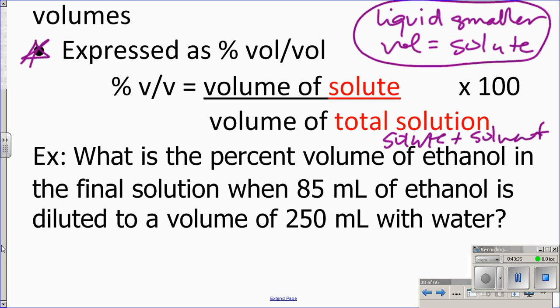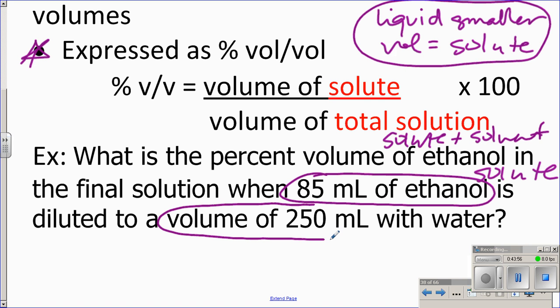Okay, so question. What is the percent volume of ethanol in the final solution when 85 milliliters of ethanol is diluted to a volume of 250 with water? So tell me what these numbers mean. Okay, so 85 milliliters of ethanol is the, what do you say? Solute. And then what else do I tell you? I tell you the total solution. So it says a volume of 250 mils with water. So I'm saying ethanol with water is that. So yeah, I'm telling you total solution.